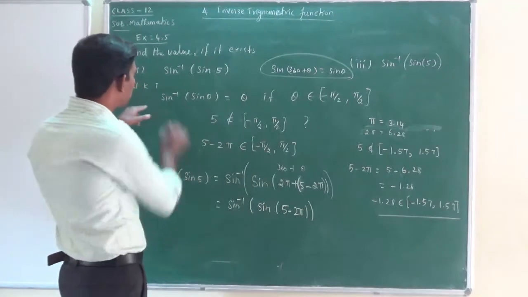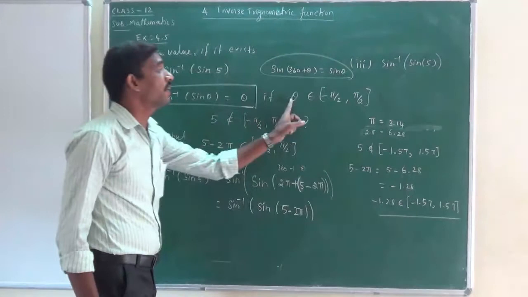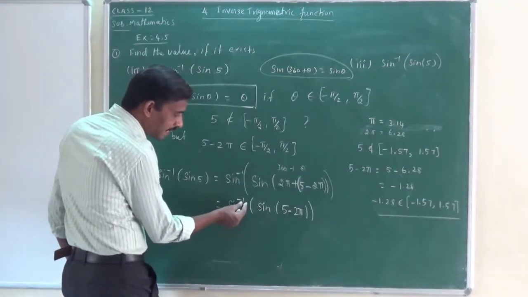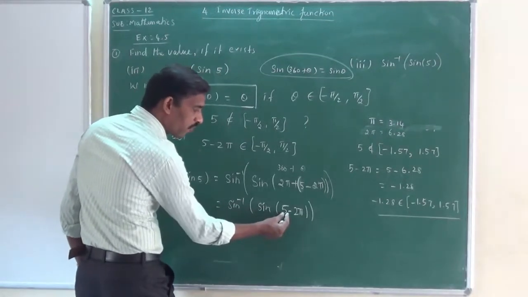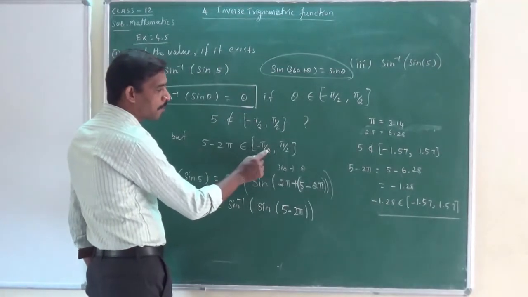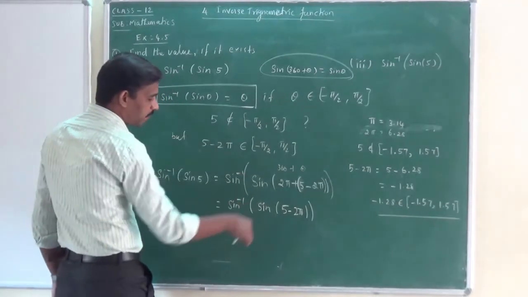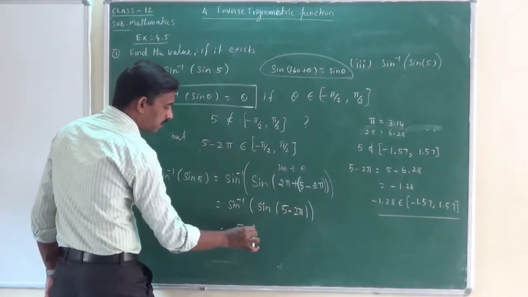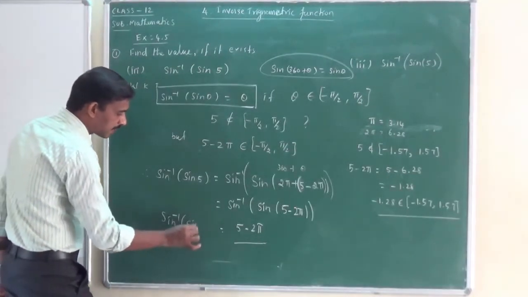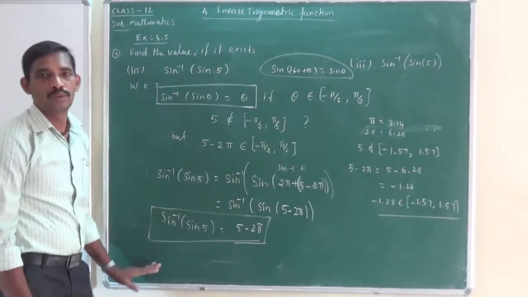Now we have to go for the result. Sin inverse of sin theta is equal to theta, if theta belongs to minus pi by 2 to plus pi by 2. Now here, sin inverse of sin of 5 minus 2 pi. This 5 minus 2 pi belongs to the interval of minus pi by 2 to plus pi by 2. It satisfies the conditions. Hence the sin inverse and sin will be cancelled. We are getting 5 minus 2 pi. So what is the answer here? Sin inverse of sin 5 is equal to 5 minus 2 pi.